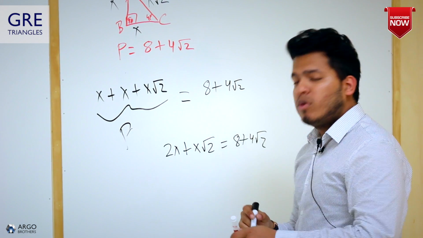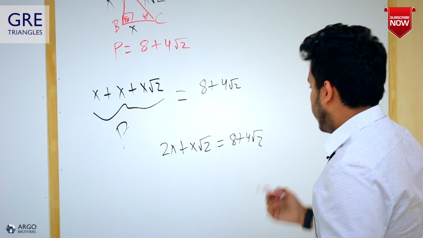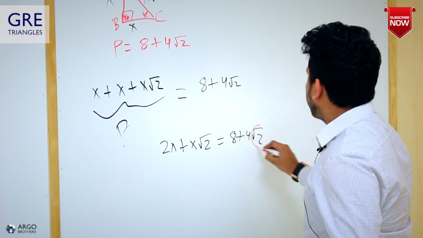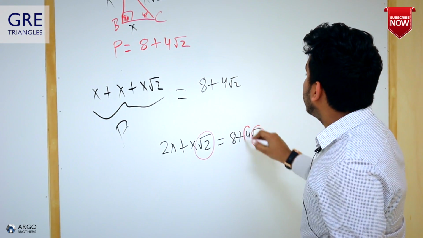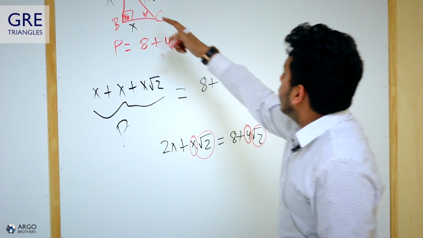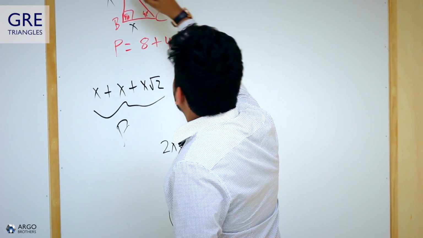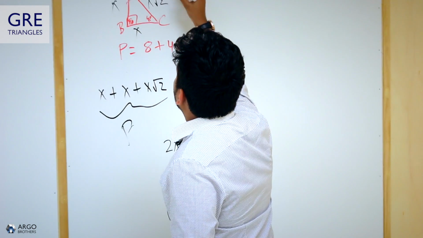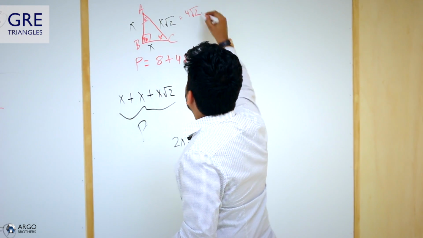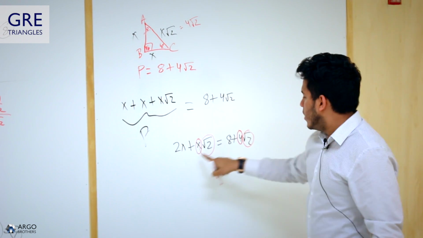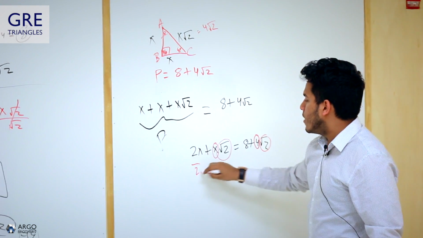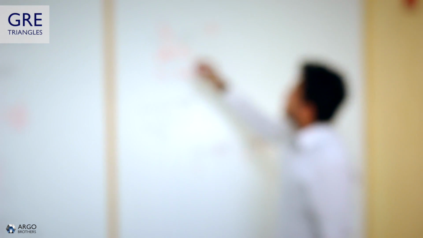And right away, you can see a beautiful relationship. Hopefully you've caught this, but here's a radical 2, here's a radical 2. This is looking very similar over here, and here's the 4. So x radical 2 over here is equal to 4 radical 2, the hypotenuse in this figure. And then over here, I know that 2x is equal to 8. Therefore, I can divide both sides by 2, and x is equal to 4. So x is equal to 4.